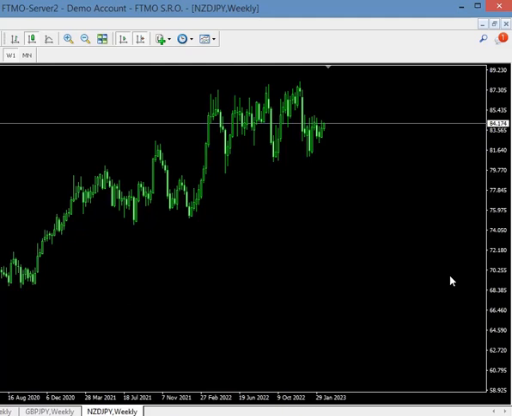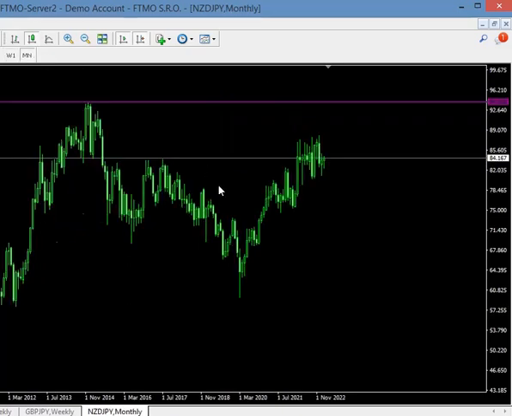We'll be looking at another pair for this week, the NZDJPY. It's the New Zealand dollar against the yen. So clearly you can see the market making a triple bottom. When you look at the weekly chart, this is the weekly chart.